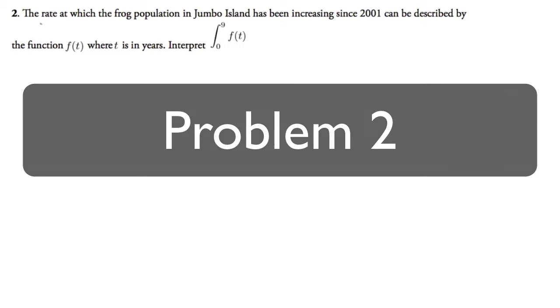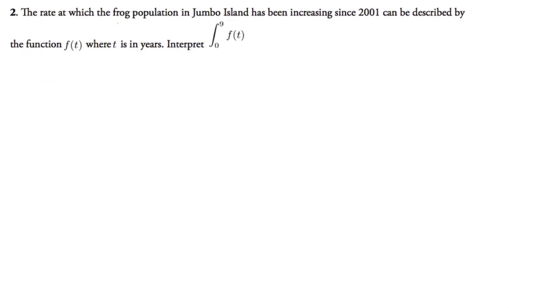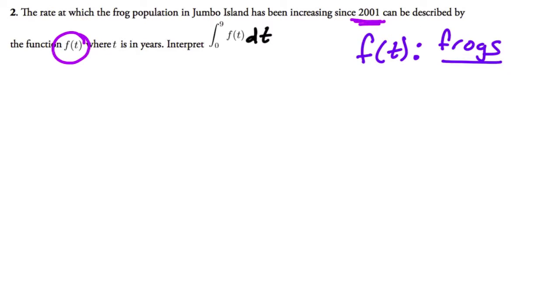Okay, so here we have the rate at which the frog population in Jumbo Island has been increasing since 2001 can be described by the function f of t, where t is in years. Interpret the integral from 0 to 9 of f of t dt. Again, really important to write down the units. This function is the rate, and t is in years. Since it's the rate at which the frog population is increasing, this would be frogs per year.